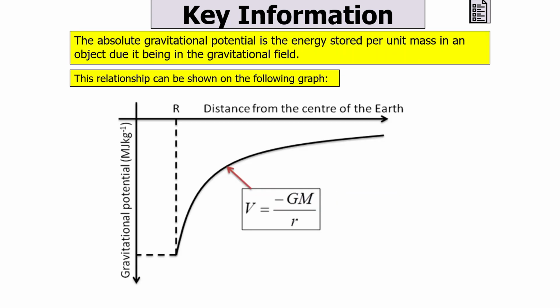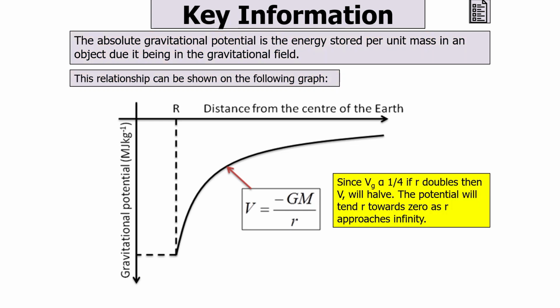Now, the absolute gravitational potential is the energy stored per unit mass in an object due to it being in the gravitational field, which we can show with the following graph of V against r. Now, we know that V is proportional to 1 over r, so therefore if r doubles, then V will halve. The potential will tend towards zero as r approaches infinity.